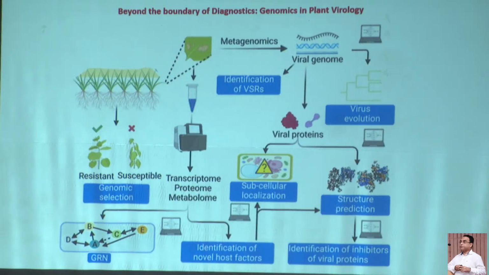So genomics is not only restricted to the detection of viruses, because the entire virus is only genome. Everything we are studying about viruses is genomics, whether it is studying the viral genome, studying virus evolution, or identifying the viral suppressor proteins, the different proteins, their structures, designing the inhibitors, the protein localization, everything.